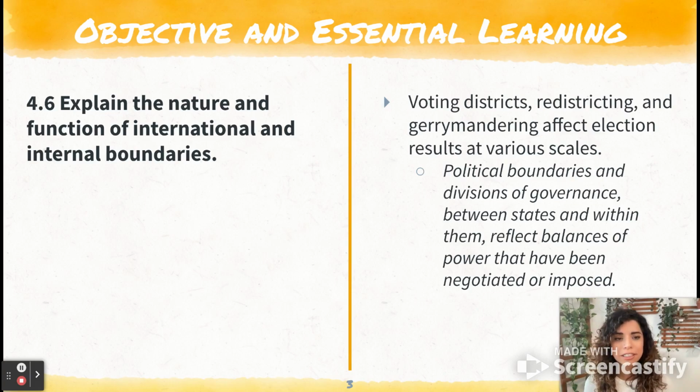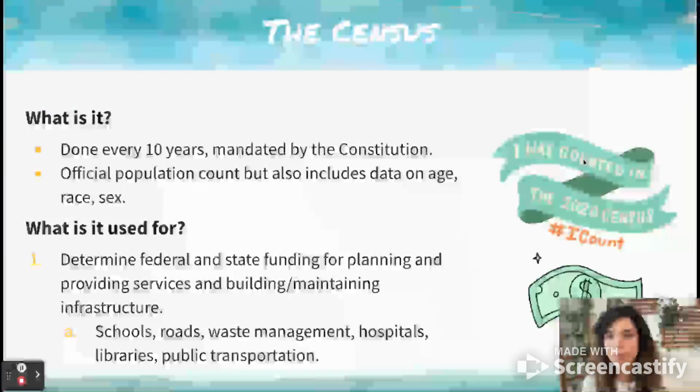So overall, voting districts, redistricting, and gerrymandering affect election results at various scales. You'll be able to see that political boundaries and divisions of governance between states and within them reflect balances of power that have been negotiated or imposed. Some of these concepts definitely reinforce that idea.